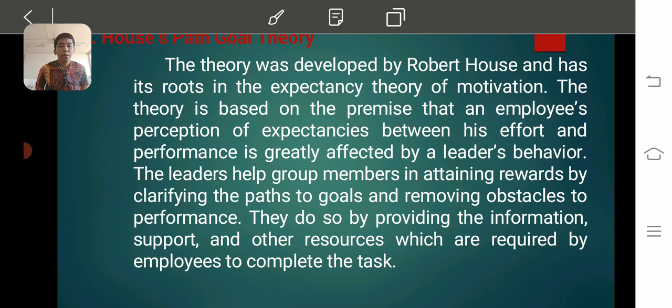The leaders help group members in attaining rewards by clarifying the paths to the goals and removing obstacles to performance. They do so by providing the information, support, and other resources required by employees to complete the task.